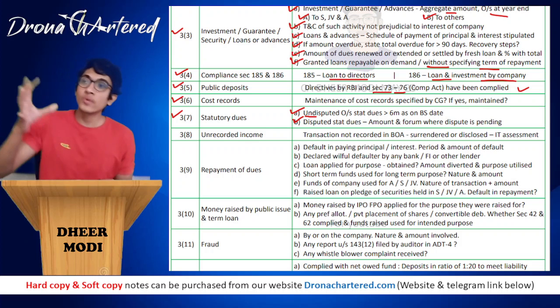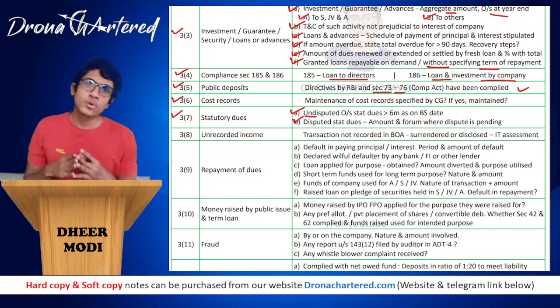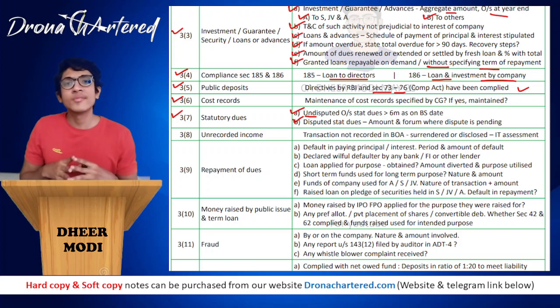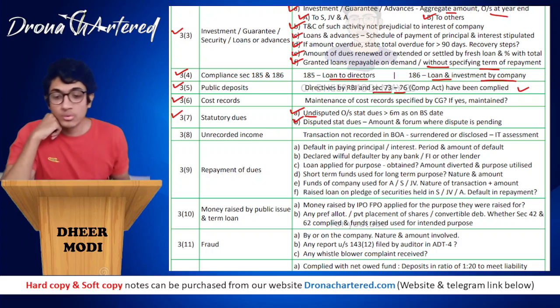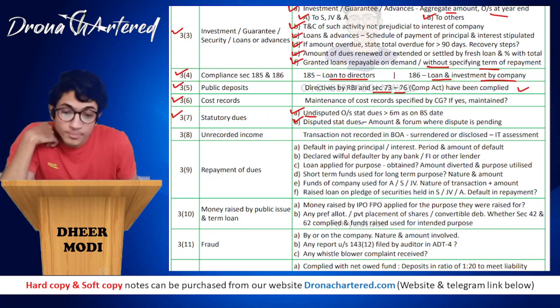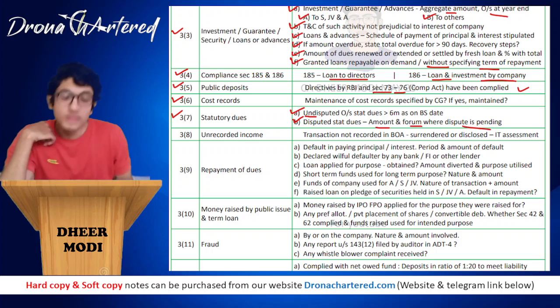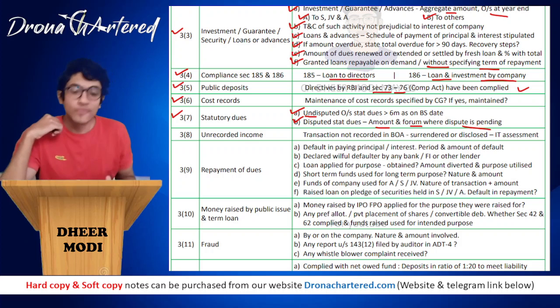Disputed statutory dues is, for example, government says that boss, you have to pay me 2 crores, and I say no, not 2 crores, I have to pay only 1 crore 50 lakhs. So only my remaining 50 lakhs become undisputed, because I am saying I do not have to pay while the government demands it. So therefore disputed statutory dues, the amount and forum where the dispute is pending. Forum means where I have put a case or where the government has put a case, that is your forum.